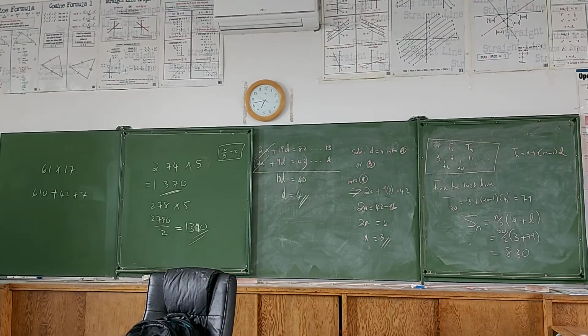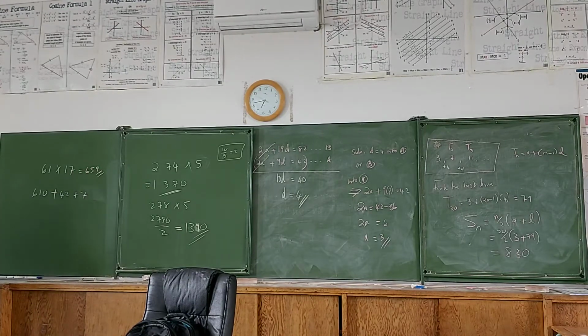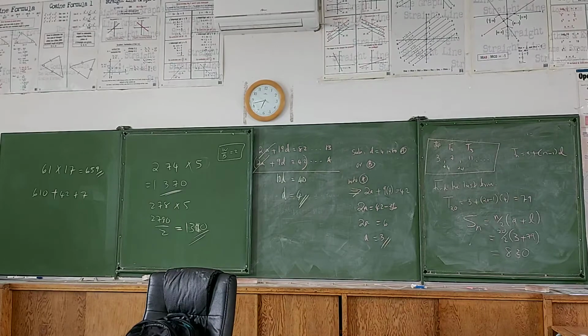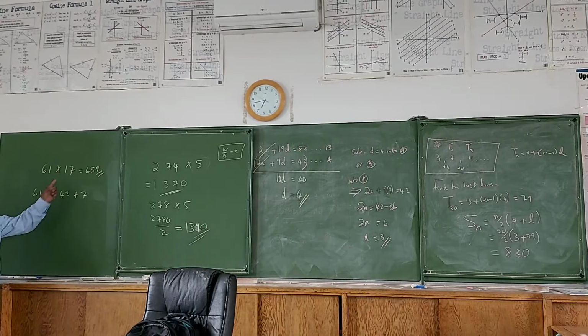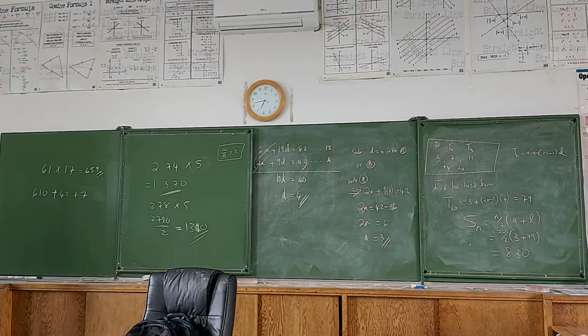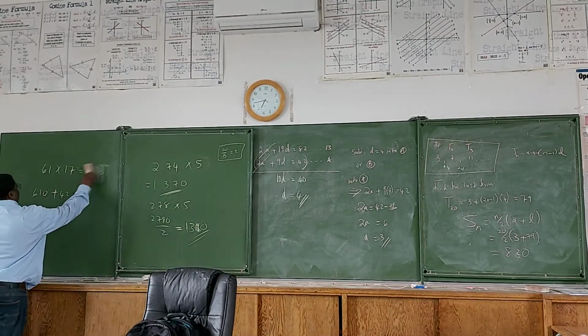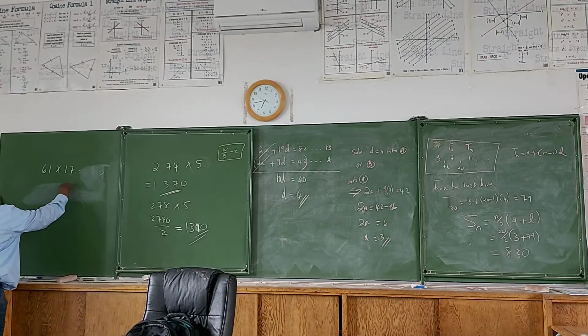So let's add the numbers together. 659. Do you agree on your calculator? No? I felt it. There's a problem here. There's a problem, huh? You don't see? Okay. Let me help you and show you what I do.